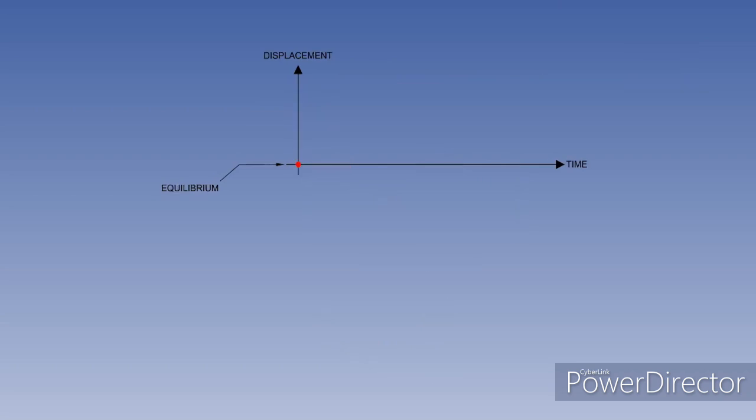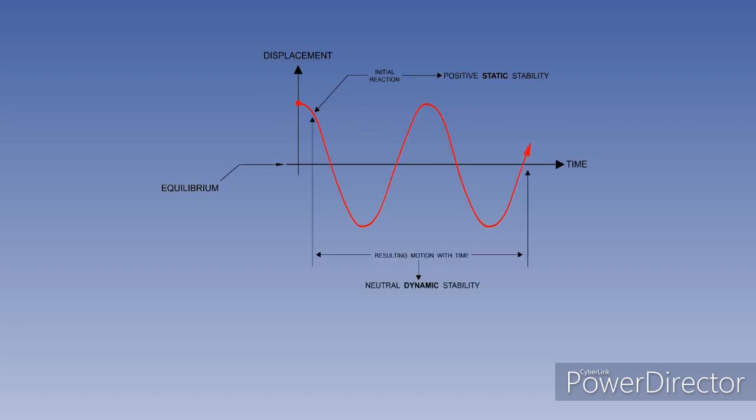This next type of dynamic stability is called undamped oscillation. The red dot is displaced from equilibrium, and when the disturbing force is removed, the initial reaction is to start back towards equilibrium. This illustrates positive static stability. And over a period of time, the dot continues to oscillate through equilibrium with no reduction. This illustrates neutral dynamic stability. We have positive static and neutral dynamic stability.